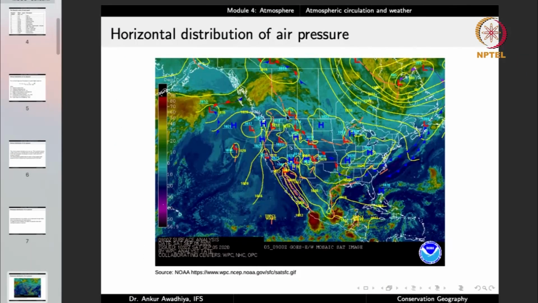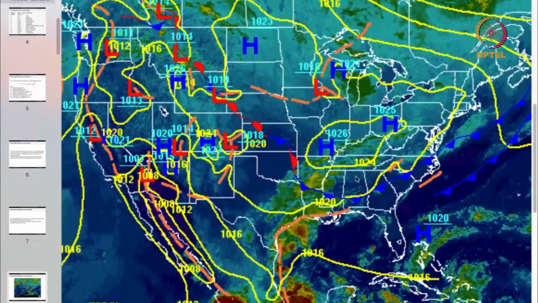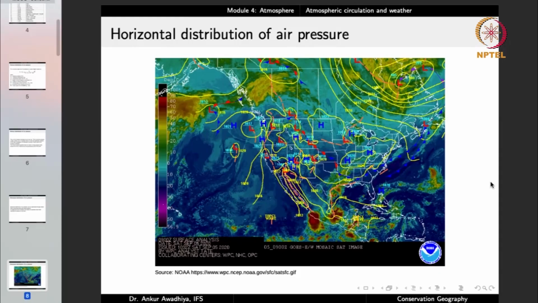And this is how the isobars look like. So here these yellow lines, these are the isobars. So we have all these points that are having the same pressure. Here we have all these points that are having the same pressure. And what is the pressure? The pressure is given by these values. So at all these locations, the pressure is 1024 millibars. At all of these locations, the pressure is 1020 millibars, and so on. So that is how we represent air pressures on a chart.